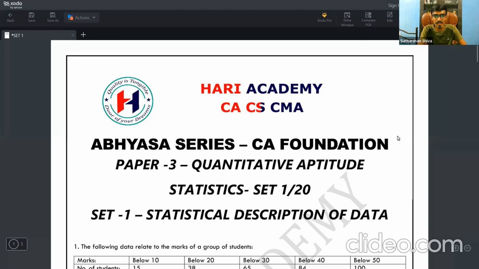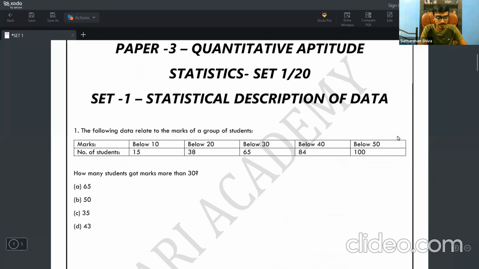That's the first set. Always be ready with your calculators when you watch this Abhyasa series, along with your rough notes and rough papers. Okay, now we will start the series.